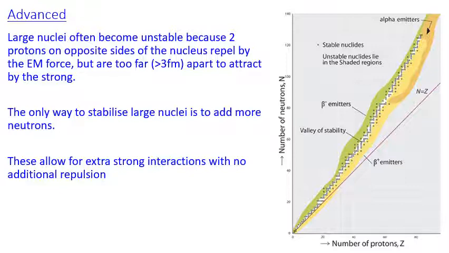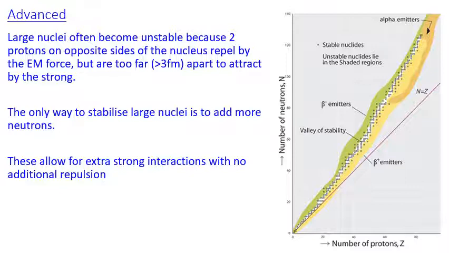And then all the little black dots are stable nuclides. So for example, oxygen 16 is a stable nuclide. Uranium 238 is pretty stable. That would be on there.